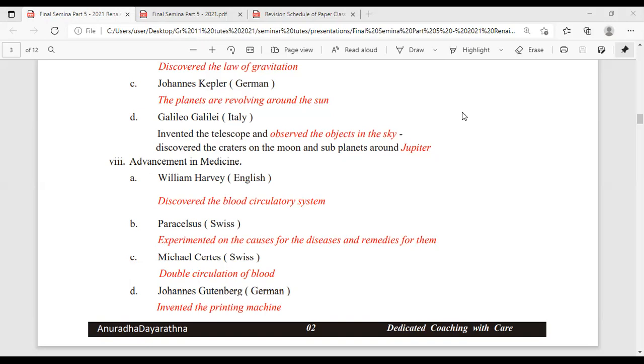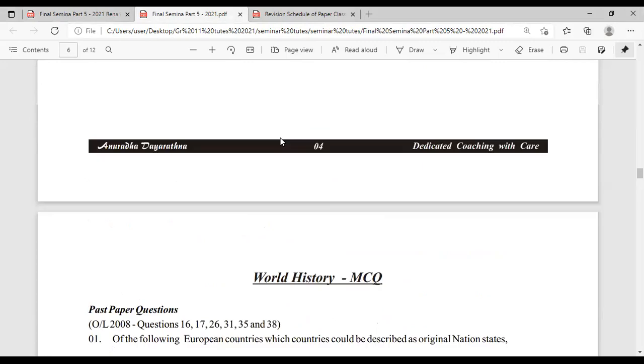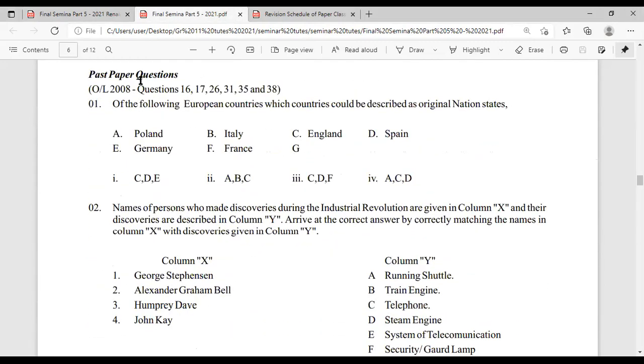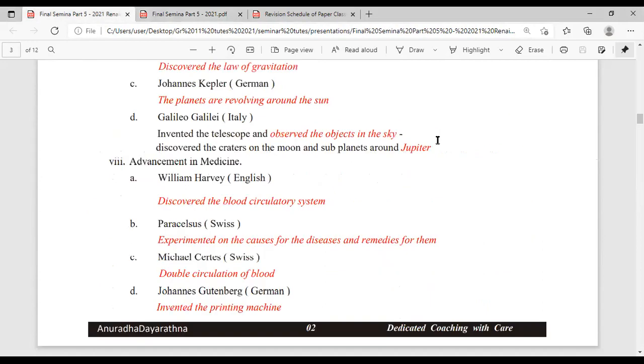Yeah, first 10 MCQs. Try to do the first 10 MCQs. They are in page number 4, I think. No, 5 of this tute. Yes, page number 5. World History MCQs. This one. 2008 questions. Okay, we'll take one by one.